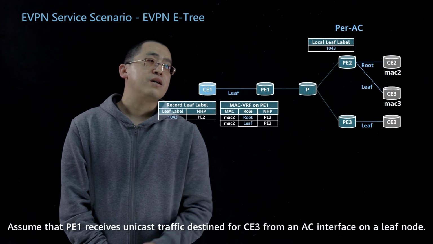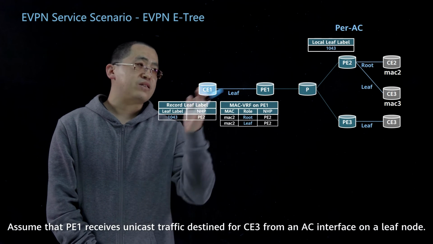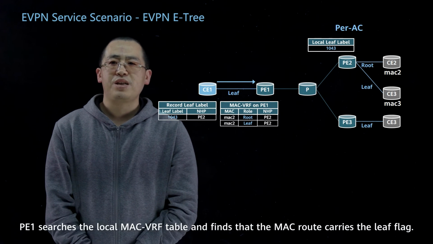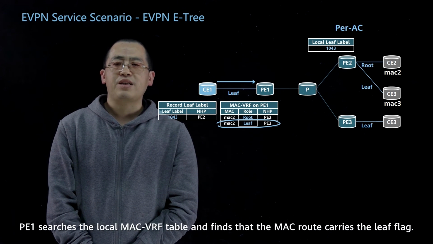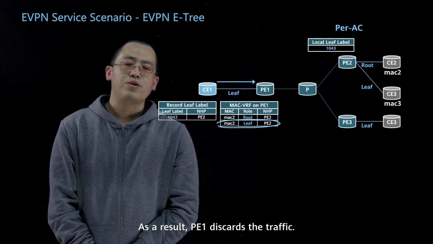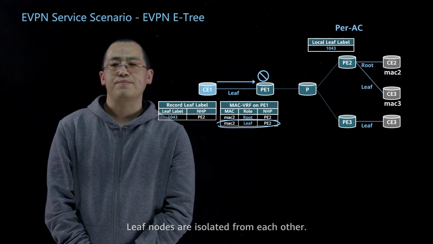Assume that PE1 receives unicast traffic destined for CE3 from an AC interface on a leaf node. PE1 searches the local MAC VRF table and finds that the MAC route carries the leaf flag. As a result, PE1 discards the traffic. Leaf nodes are isolated from each other.